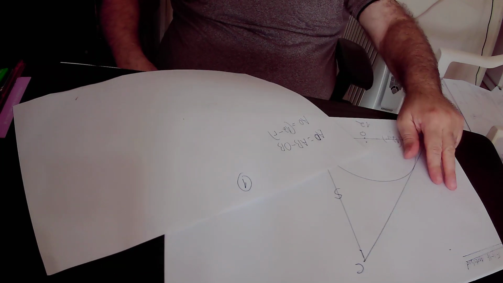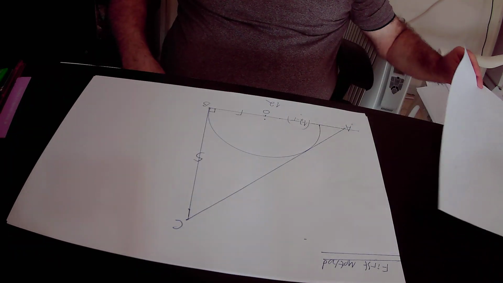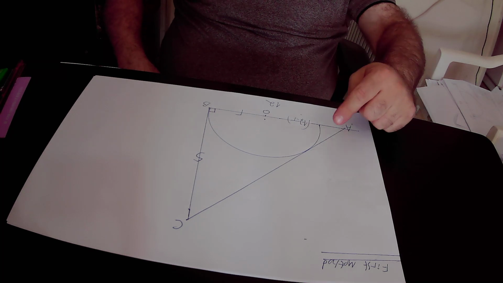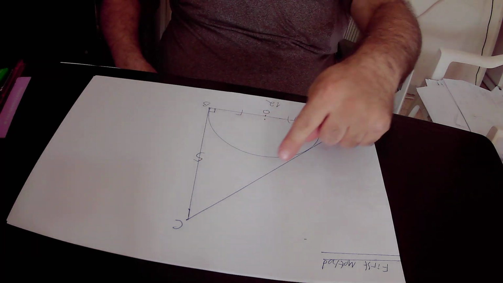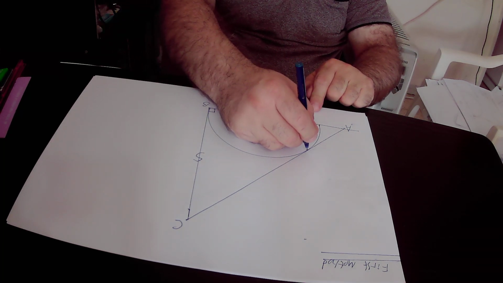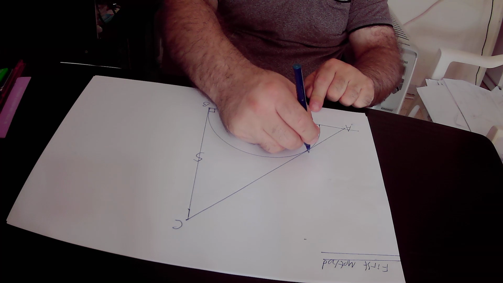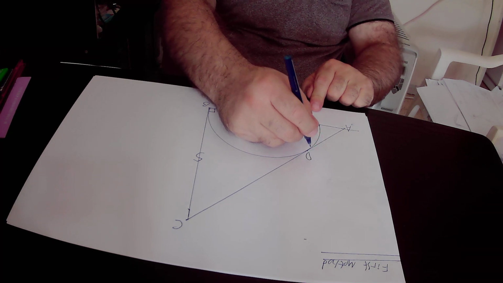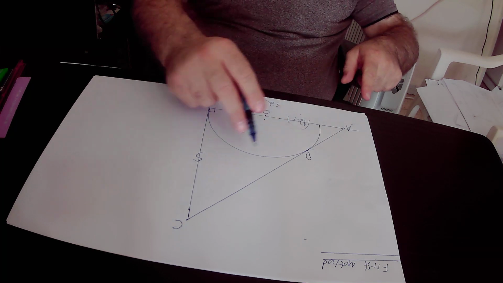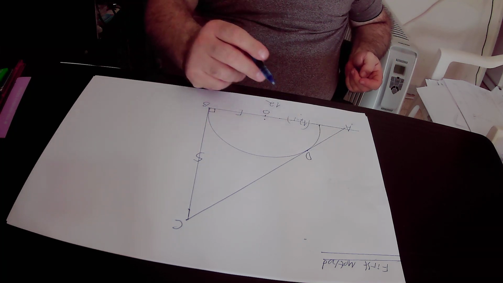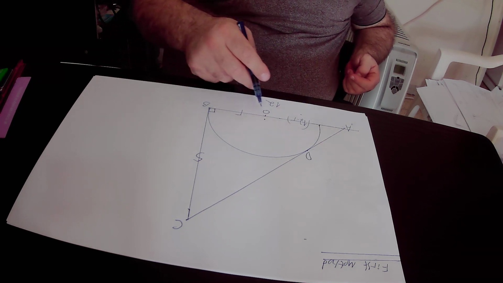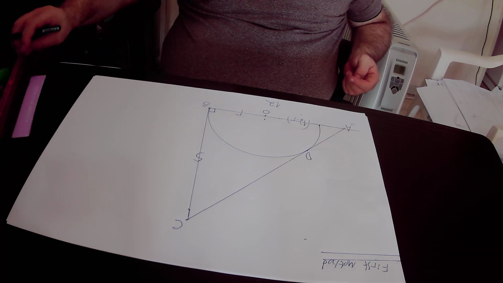In the next step, we will define the point of tangency of tangent CA with this semicircle as point D. Again, point D is the point of tangency of tangent AC with this semicircle. Then we will join points O and D together by a straight line.